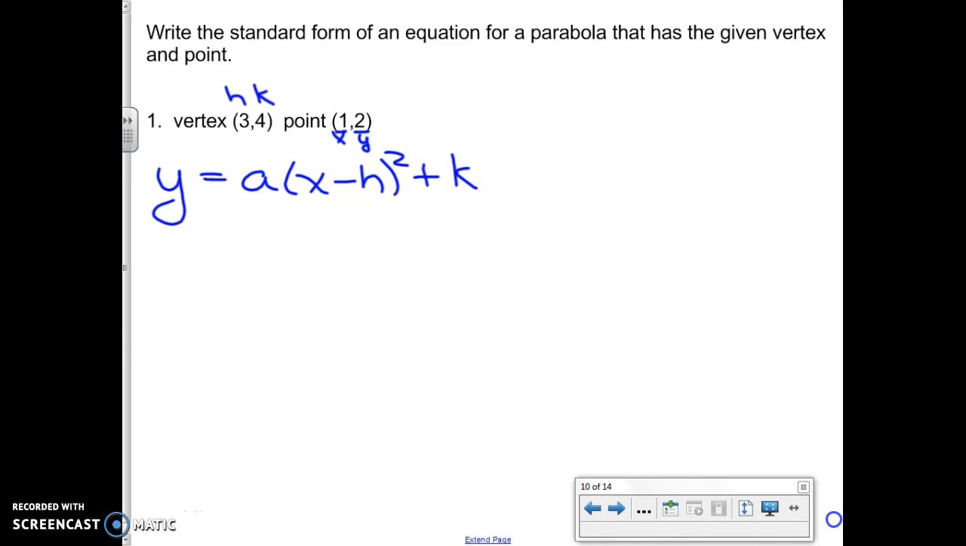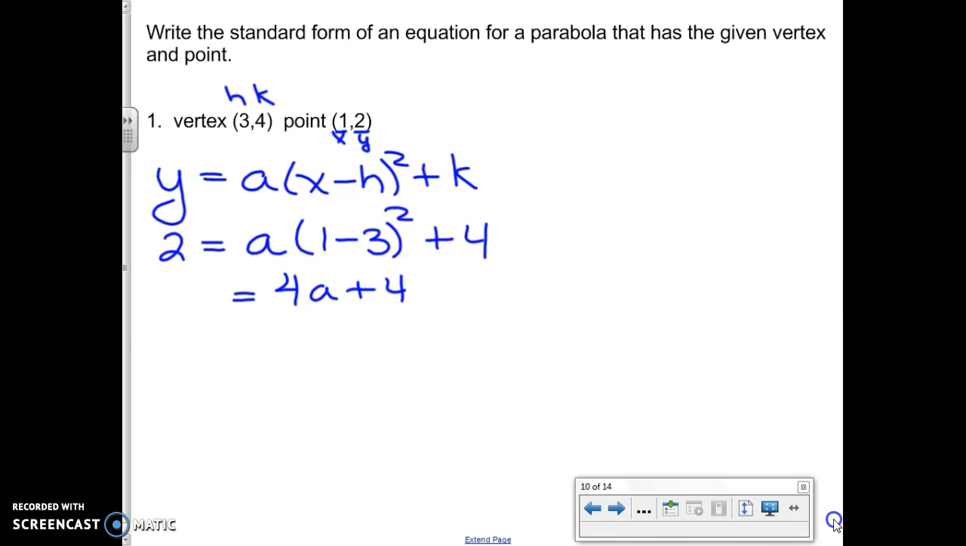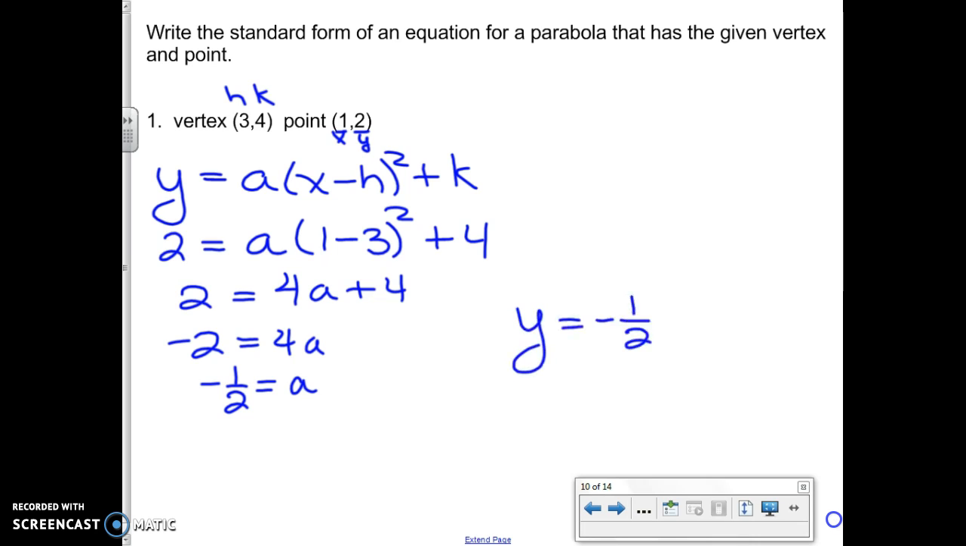So we're going to have y is 2 equals a, x is 1, h is 3, k is 4. So I end up with 4a plus 4 equals 2. Negative 2 equals 4a, or a is negative 1/2. Now I know enough to write the equation in standard form. y equals negative 1/2 times (x minus 3) squared plus 4.